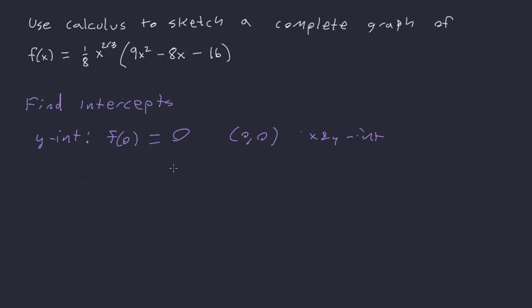And to find the x-intercepts, well, that's where we set it equal to 0 and solve. So here we set 1/8 x to the 2/3 times 9x squared minus 8x minus 16 equal to 0 and solve.